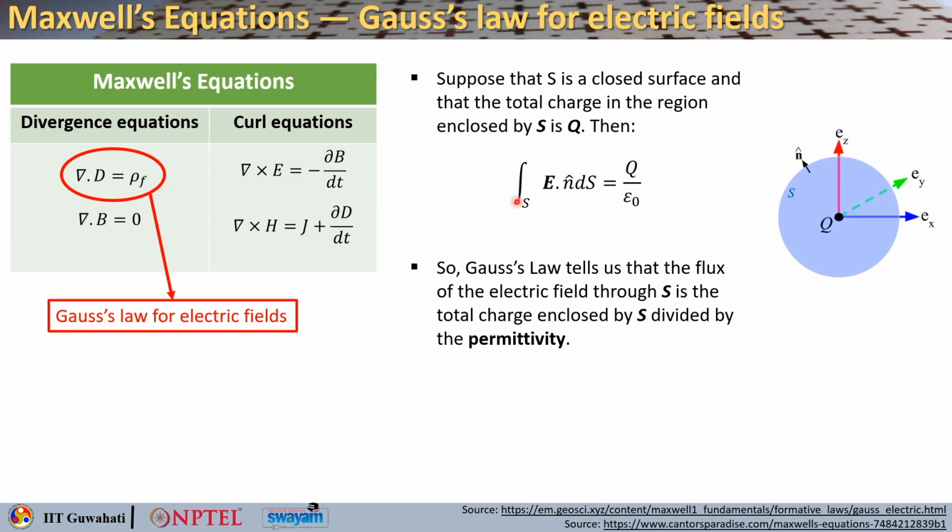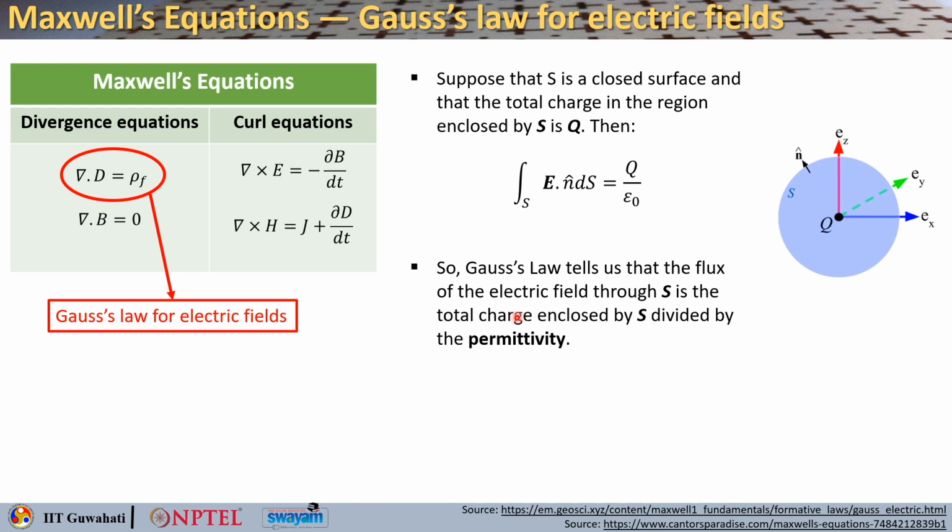Now, this Gauss law also tells us that the flux of the electric field passing through this closed surface S is equal to the total charge enclosed in this surface divided by the permittivity. If you assume that the material within the surface is vacuum or air, the permittivity is only epsilon naught. So, the right side becomes the total charge Q divided by epsilon naught.